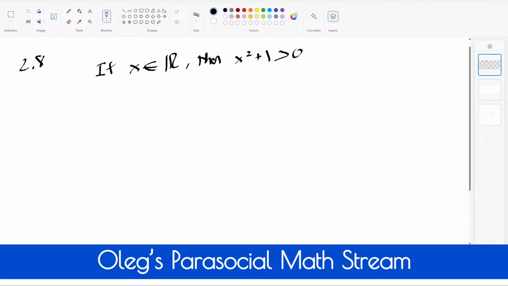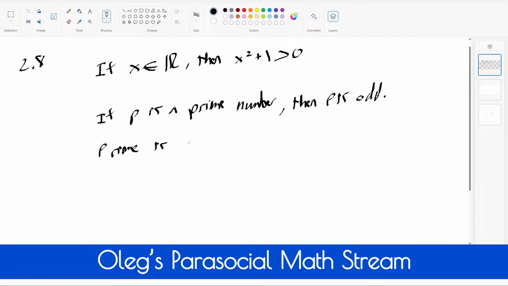These are just false statements. If P is a prime number, then P is odd. Okay, if P is a prime number, let's write this one. Let's have a little fun here. If P is a prime, then P is odd.